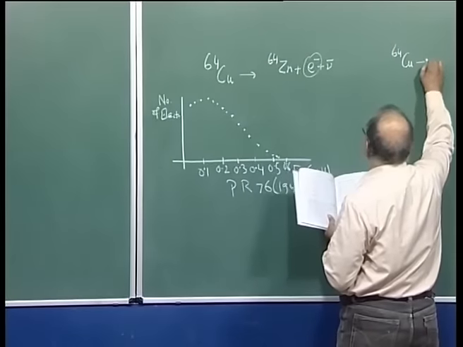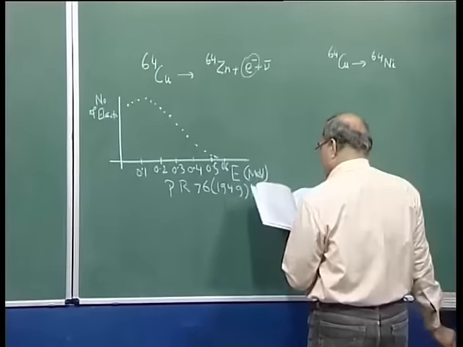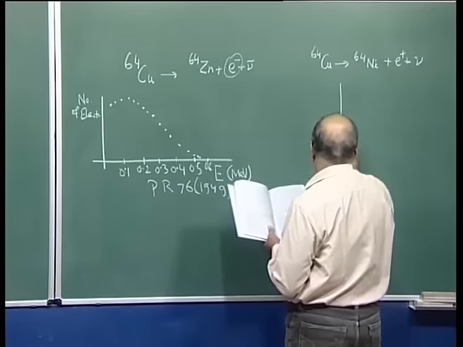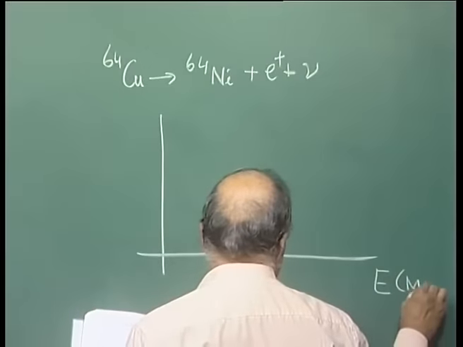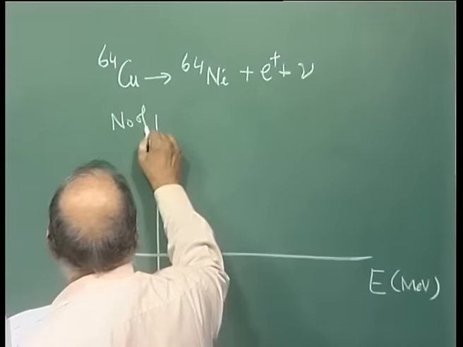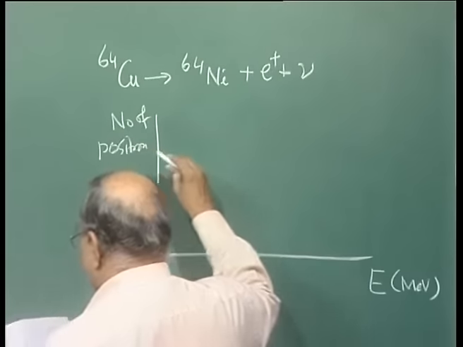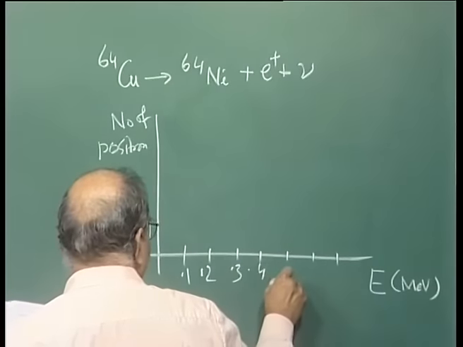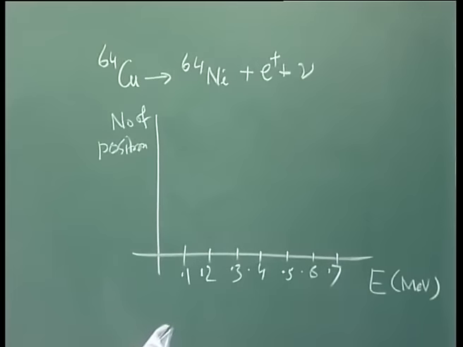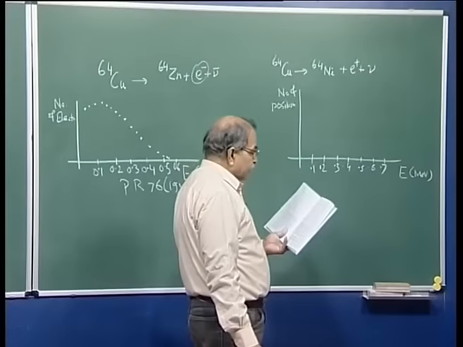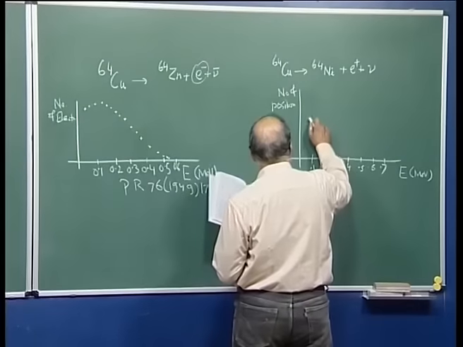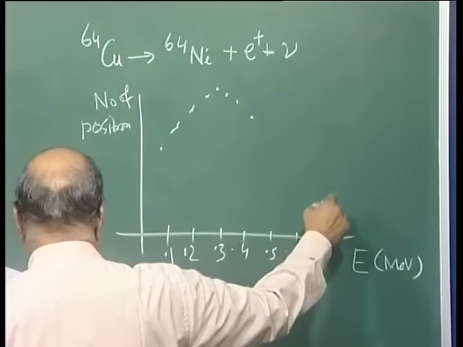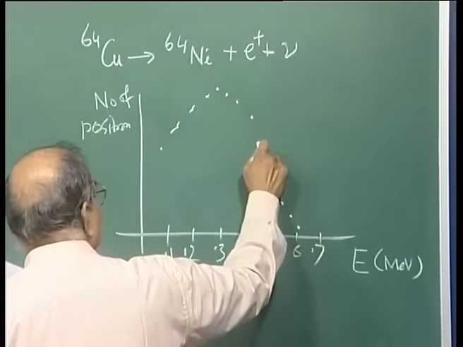And for this beta plus decay, where it goes to 64 nickel and neutrino, here also one can measure the energy in MeV. And this side is the number of these positrons, and here once again you have that scale. So, 0.1, 0.2, 0.3, 0.4, 0.5, 0.6, the scale of energy is the kinetic energy of these beta particles in mega electron volts, and on this side you have these numbers, and it somewhere maximizes here, and then on this side it falls, and it goes up to here. So, something of this sort.